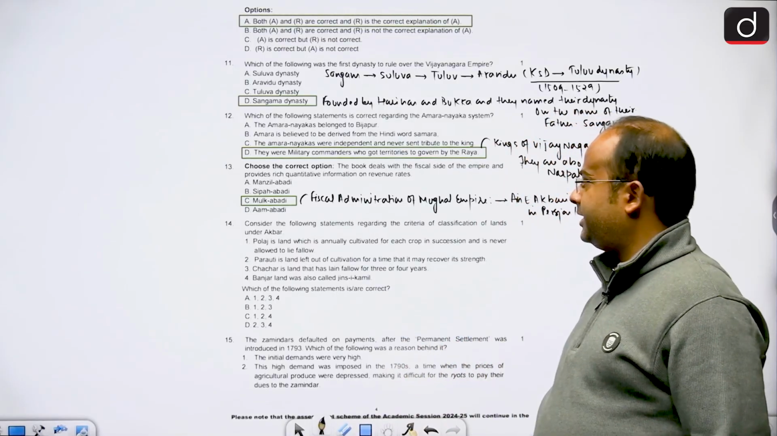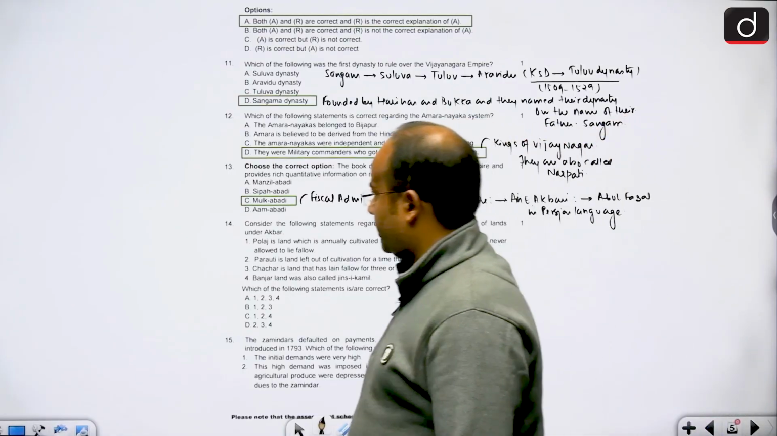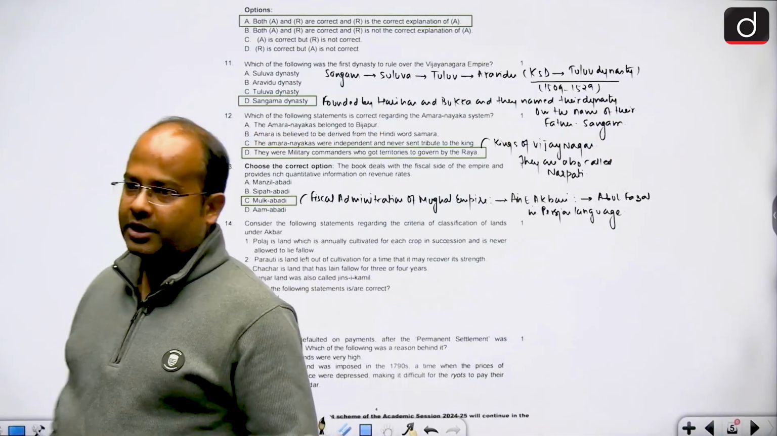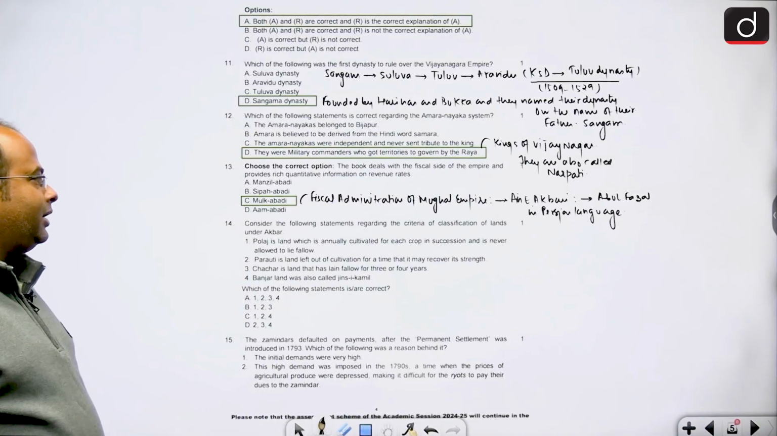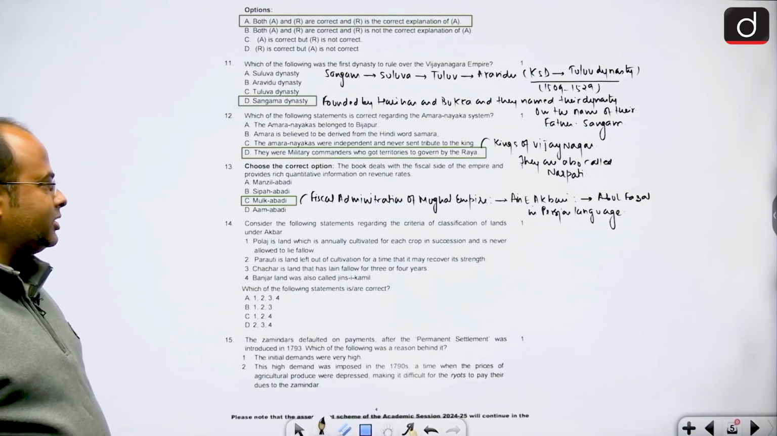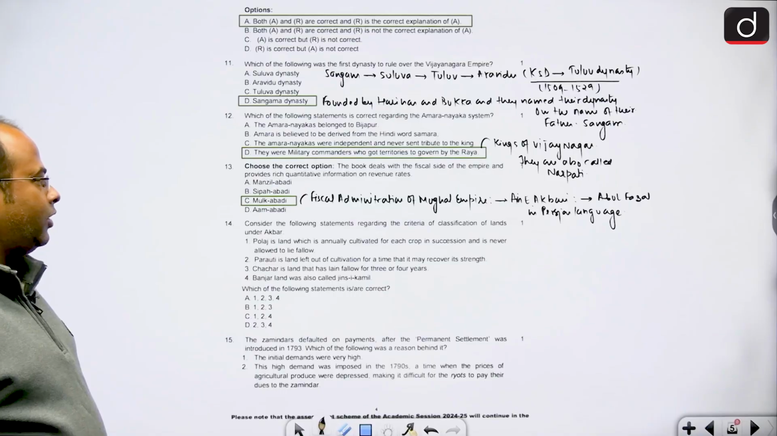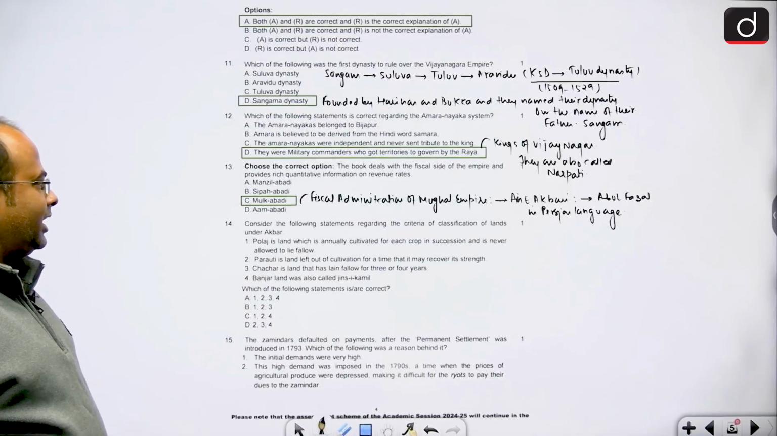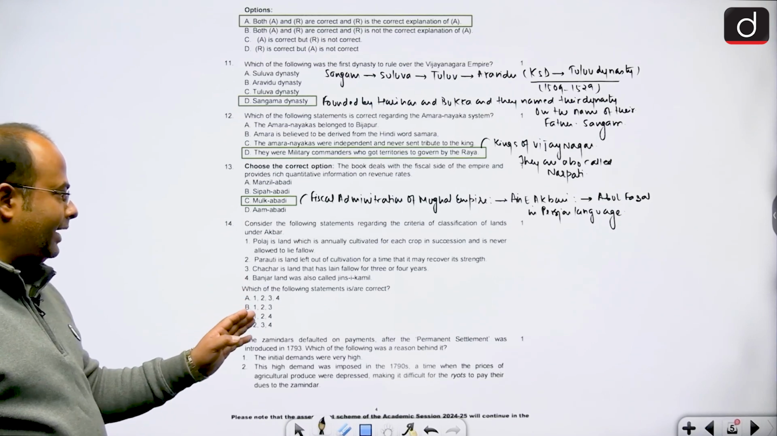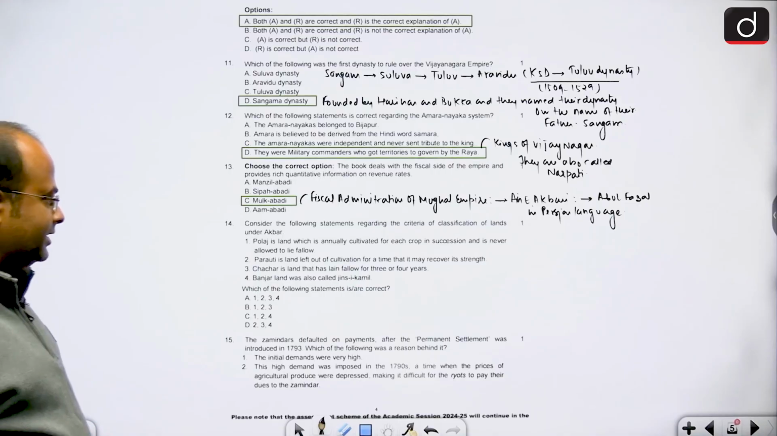Consider the following statements regarding the criteria of the classification of land under Akbar. Polage is the land which is annually cultivated for each crop in succession and is never allowed to lie fallow. Paroti is land left out for a time so that it may recover its strength. Chachar is the land which is laid fallow for 3-4 years, and Banjar land was also called Jinse Kamil.